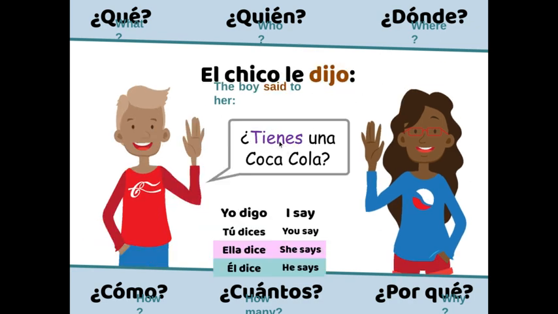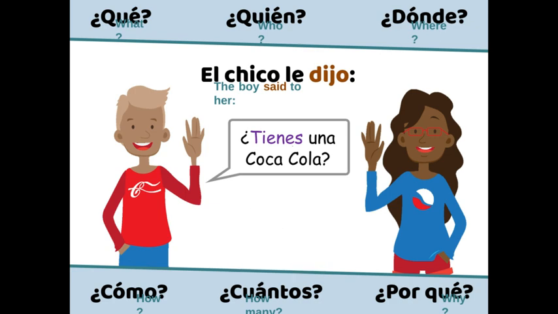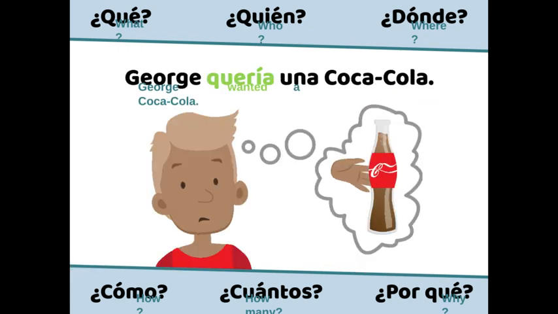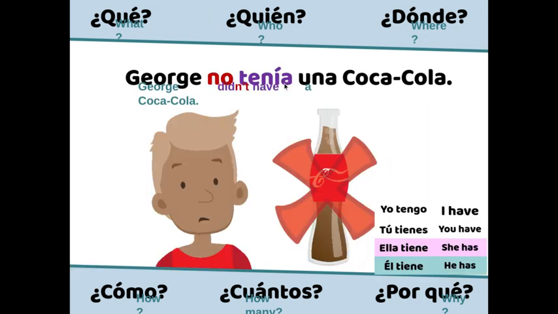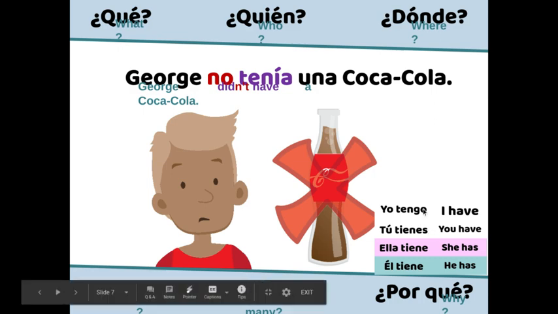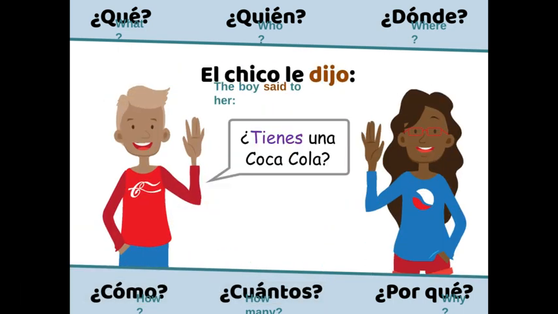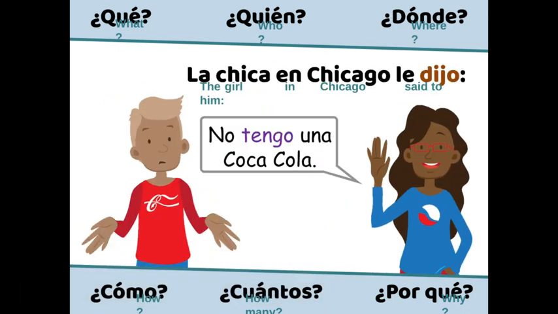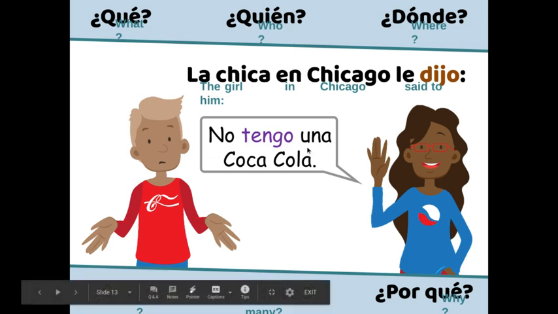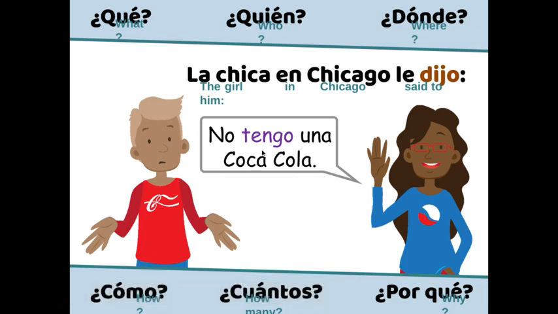Notice when we say to somebody else, there's an S here. Tienes. When it was just him, tenía. Tengo, I have. Tienes, do you, you have. She says, no tengo una Coca-Cola. La chica en Chicago le dijo, the girl in Chicago said, no tengo una Coca-Cola.